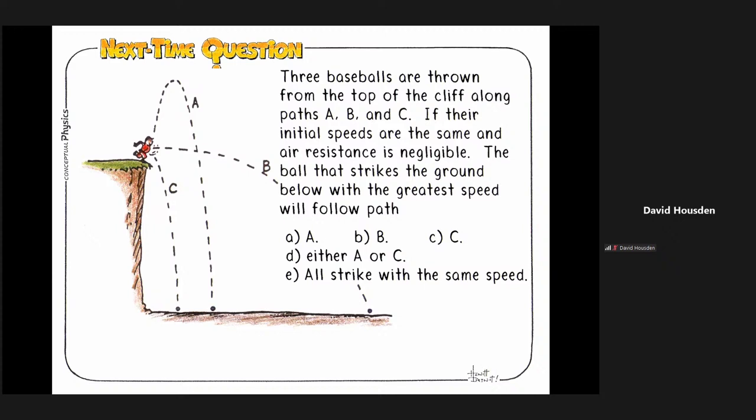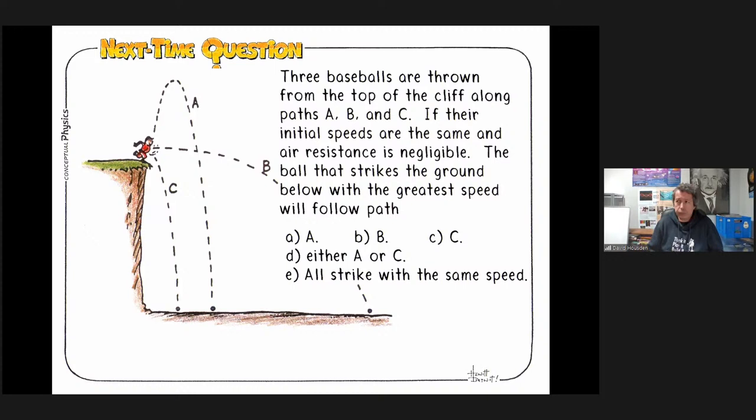Okay, so that's a beautiful problem. And it can be very easily solved, though, if one realizes that there is something that is conserved in the system. The thing that's conserved is energy. So the answer is they all strike with the same speed.